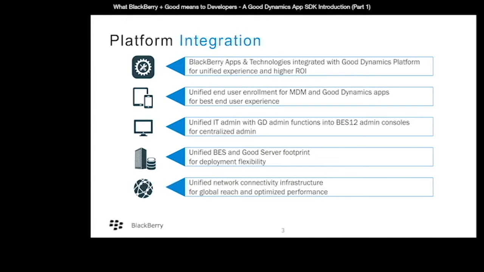And finally, the nirvana at the end here is we'll have a unified network connectivity infrastructure, meaning the BlackBerry NOC, the Good NOC, as well as all the bits and pieces that connect all this stuff to make it all secure, will also be mapped and optimized. So you can look forward to these things happening as the year progresses.